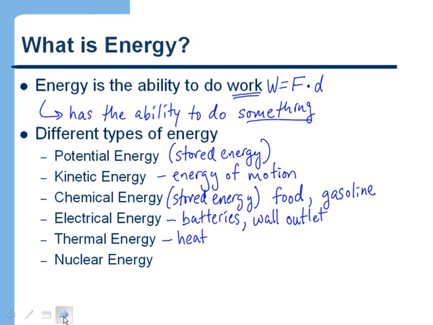Then we have a couple more types. One type is nuclear energy. That is energy that's stored in the nucleus of an atom, and that's what's used in nuclear power plants. And, of course, it's also what's used in nuclear weapons.